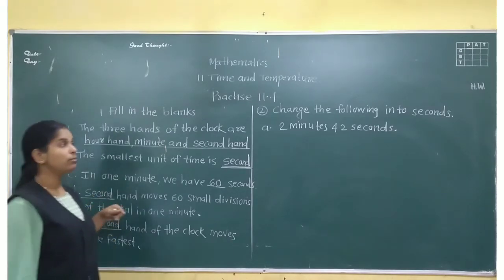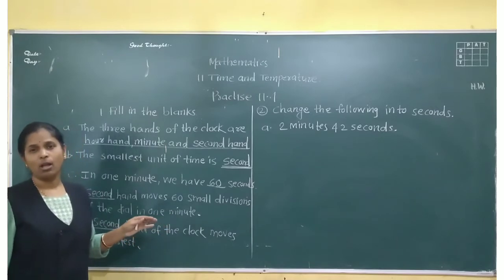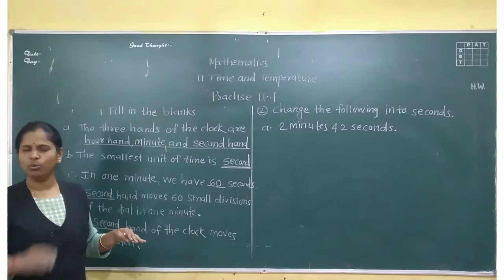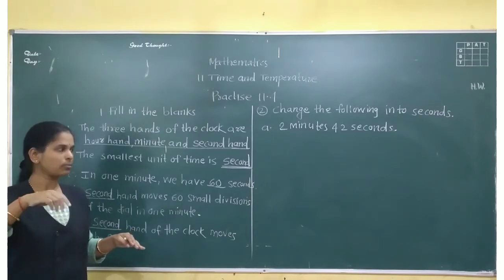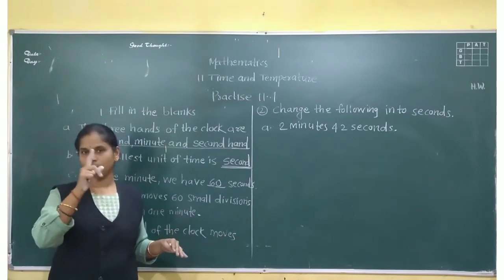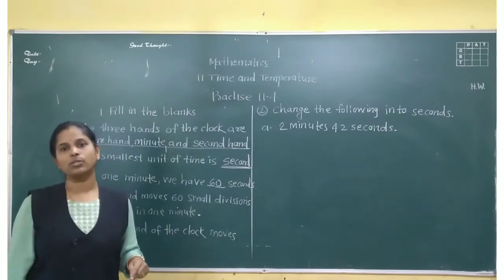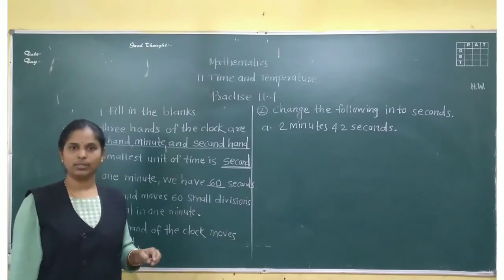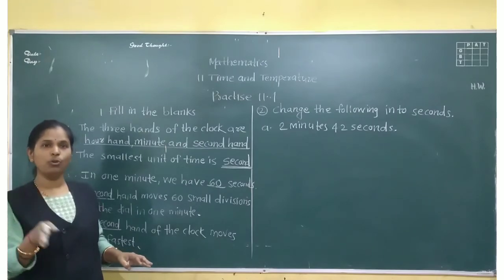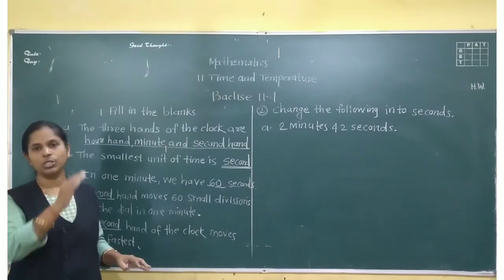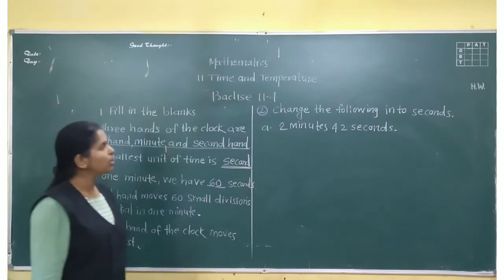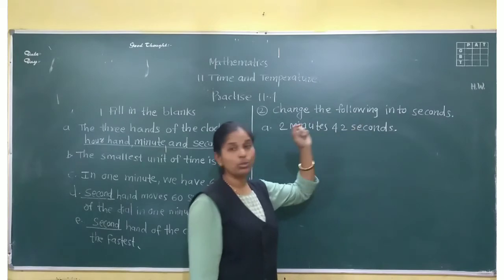Okay. And the slowest movement of the hand, the slowest movement is of the hour hand. It moves very slowly because when the minute hand moves 60 times, it makes 1 hour. Okay. 60 minutes means 1 hour. So when the minute hand moves 60 times or 60 divisions on the dial, the hour hand will move 1 division, like that.